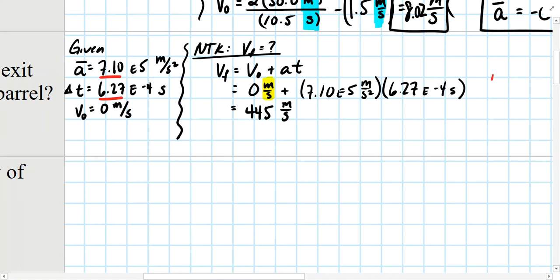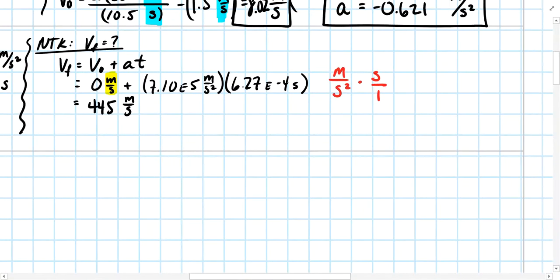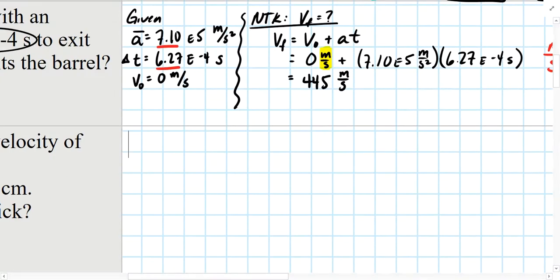So our unit, if you want to think of it this way, is meters per second squared times seconds, which could be written as a fraction over 1. One of these seconds cancels one of those, and our final unit is meters per second, what we were after. So I think this is a good result.